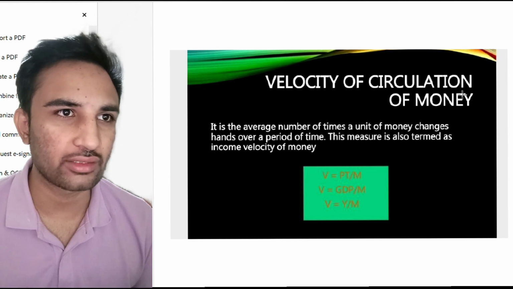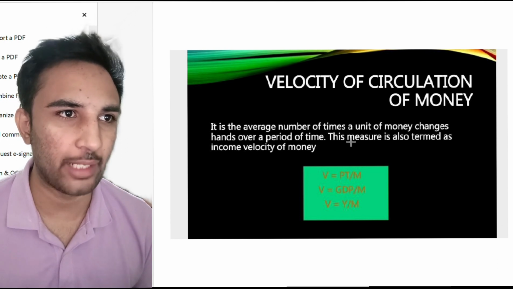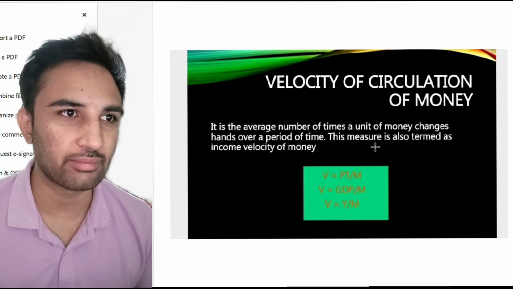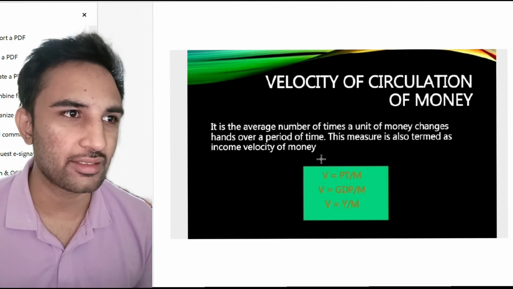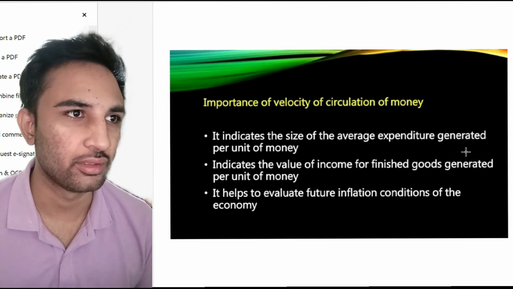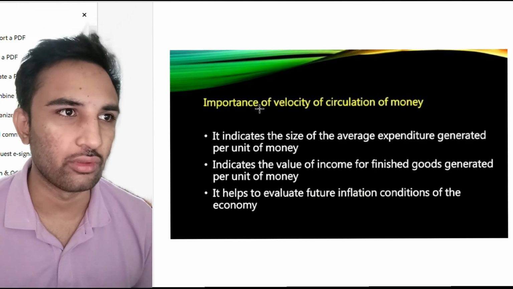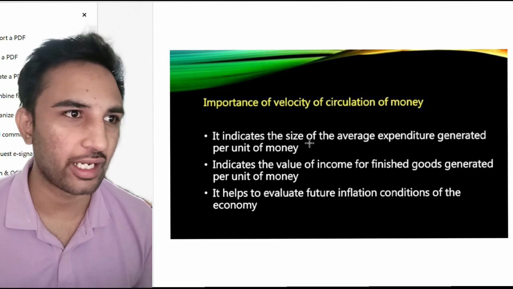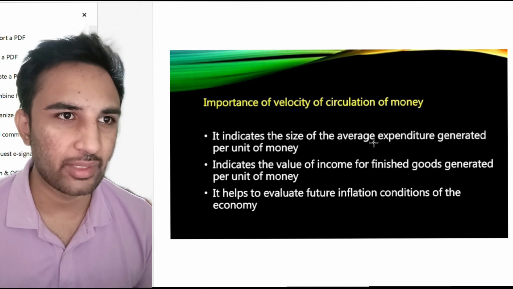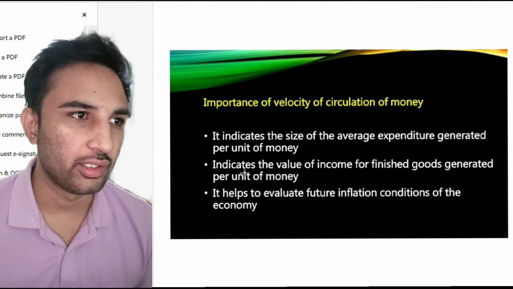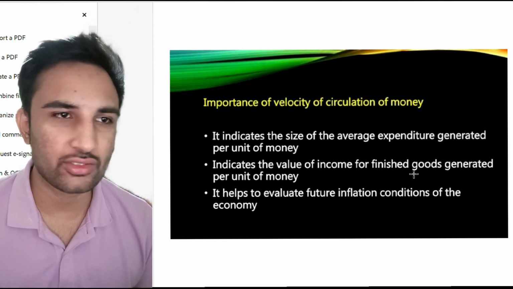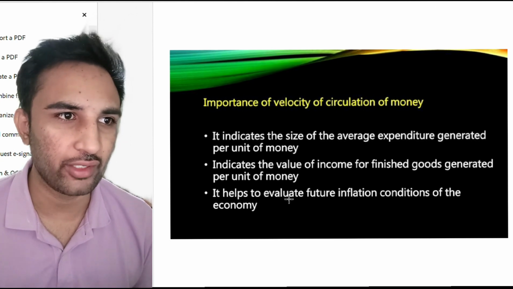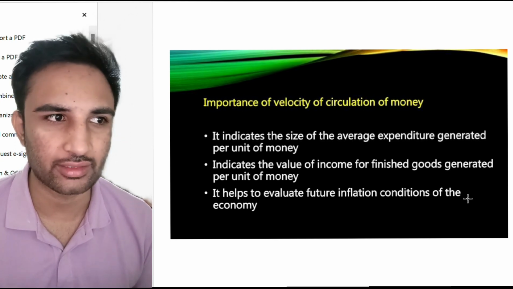Velocity of circulation of money. So it is the average number of times a unit of money changes hands over a period of time. This measure is also termed as income velocity of money. What is the importance of velocity of circulation of money? So it indicates the size of the average expenditure generated per unit of money, and indicates the value of income for finished goods generated per unit of money. It helps to evaluate future inflation conditions of the economy.